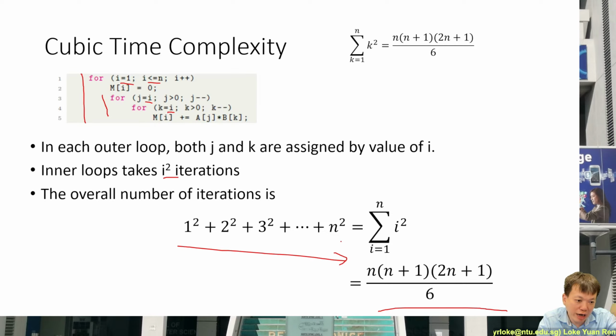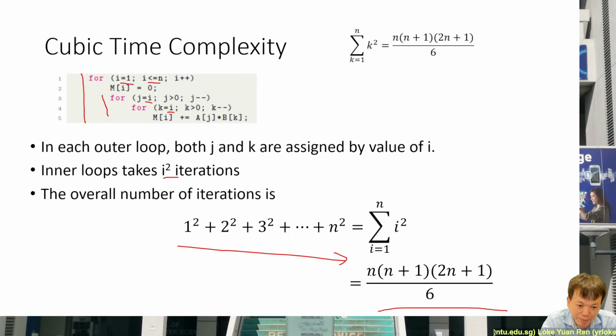When you find that in every iteration you may run a different number of operations, then you will have a series. But there's a pattern. Normally, definitely there's a pattern. Maybe it increases this way, 1 squared plus 2 squared plus 3 squared. Then you need to know the summation of this particular series. Then you will find out what the exact time complexity is.